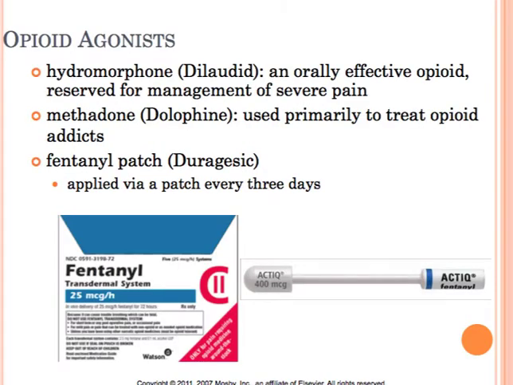Some other potent narcotics are hydromorphone. The brand name for that is Dilaudid. Methadone is usually used to treat people with addiction problems. Fentanyl patches can provide continuous treatment for a patient. Usually it's only for patients who have been on other opioids and need continuous treatment.